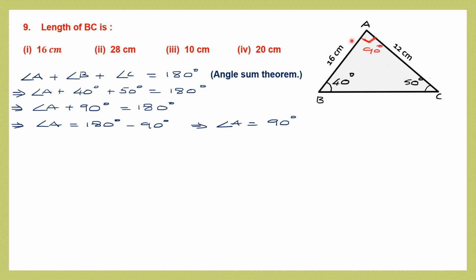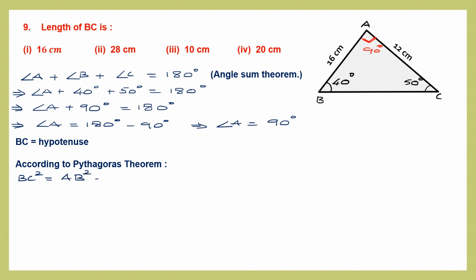Now, since angle A is 90 degrees and we need to find this side, we know that the side that is opposite the 90 degree angle is the hypotenuse. That means BC is the hypotenuse. So we can apply the Pythagoras theorem. According to the Pythagoras theorem, the hypotenuse square, that is BC square, is equal to AB square plus AC square. Now let's simplify this.